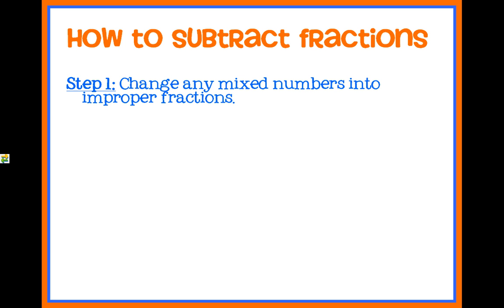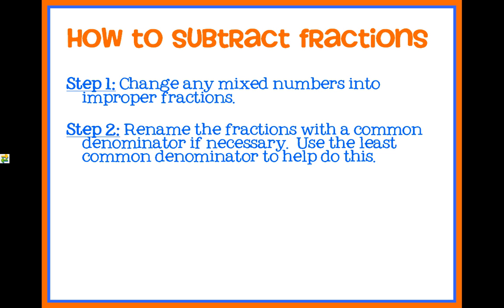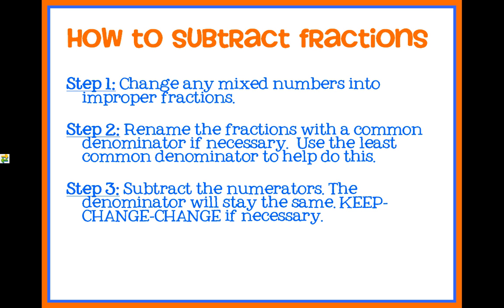Step 1, the same as adding. You're going to change any mixed numbers into improper fractions. Step 2, you're going to have to rename the fractions with a common denominator if it is necessary. You can use the least common denominator to help you do this. Step 3, you're then going to subtract the numerators. The denominator will stay the same.